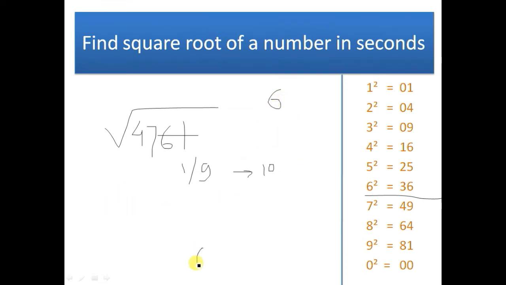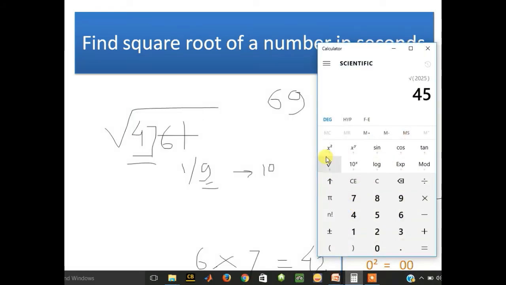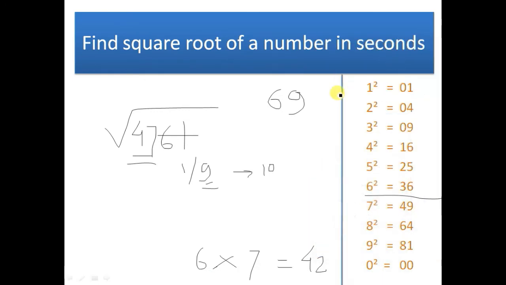Now multiply this 6 with the next number in the series, that is 7. So 6 sevens are 42, and between 42 and 47, 47 is of course greater, so we are going to select the greater number, so 69 is our answer. We can show you again: our number is 4761. A quick calculation shows that our answer is correct. One more example and then we can end this.